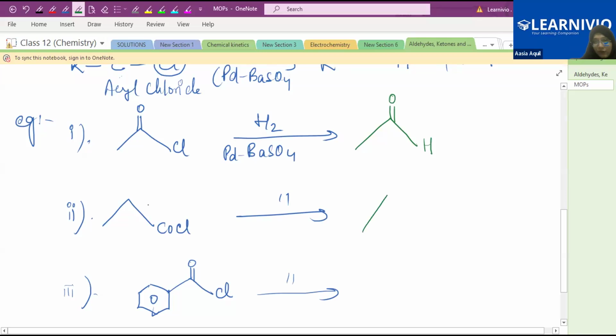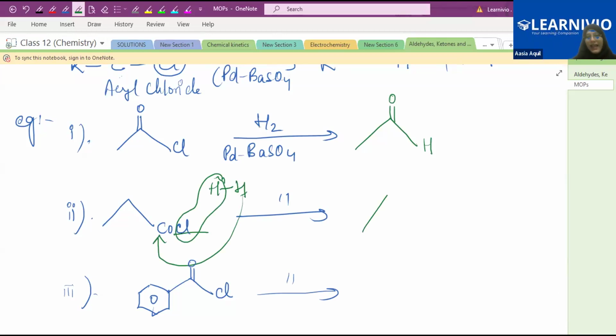See, why are you not sure? What you are supposed to do is just remove one chlorine from here. There are two hydrogens, H2. One hydrogen will combine with chlorine and form HCl, and one hydrogen will combine with this carbon. Very simple. So what you have to do is replace chlorine by hydrogen. Just remove chlorine and attach the hydrogen to the carbon. So it will give you CH3CH2CHO. Clear, Aisha? Yes, ma'am.